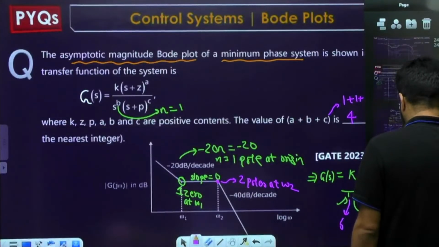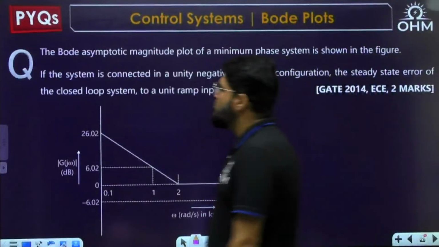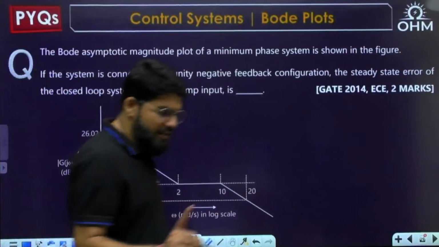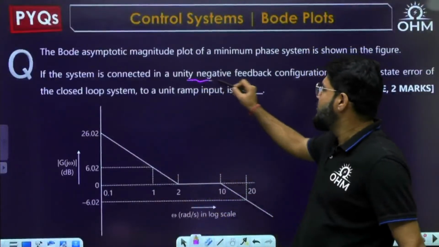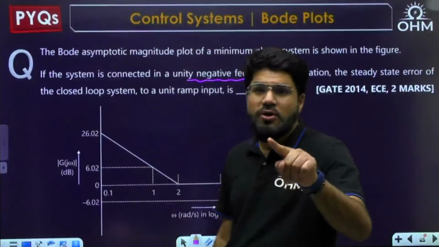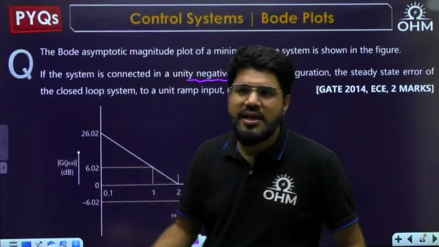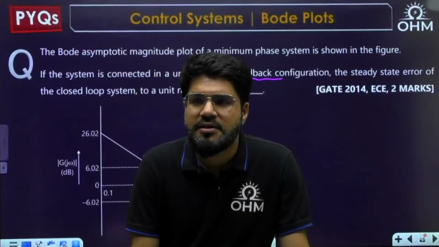Let's come up here. The Bode asymptotic magnitude plot of a minimum phase system is shown in the figure. If the system is connected in unity negative feedback, the steady state error, see, the important one. The question comes on steady state error and they clearly mention unity negative feedback, because we can do the error analysis directly for unity feedback. If it is non-unity, then also we can find error, but we have to convert to unity feedback for the reasons I explained earlier. You can refer to the steady state error classes.